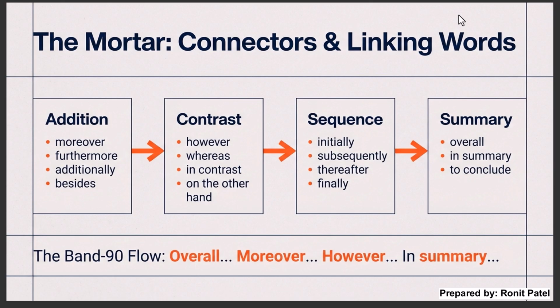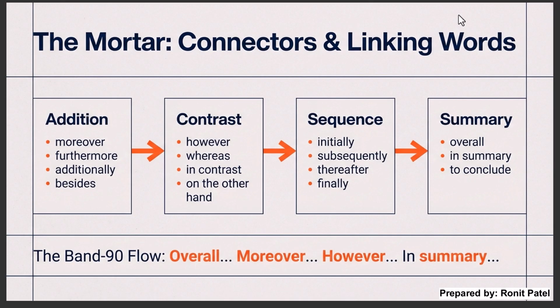This slide is about fluency architecture. Linking words are categorized into four logical functions. Vocabulary builds sentences, linkers build flow. First category: moreover, furthermore, additionally, besides. Use these when adding another observation. Second category: however, whereas, in contrast, on the other hand. Use these when highlighting differences.